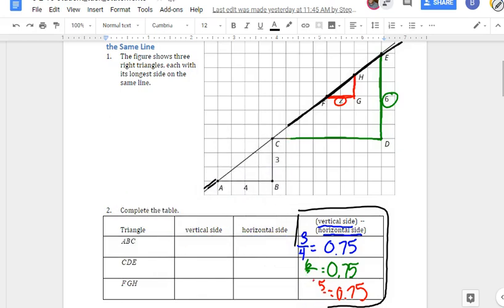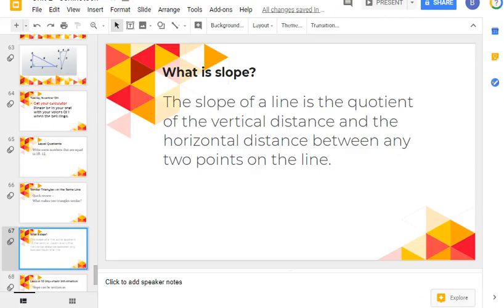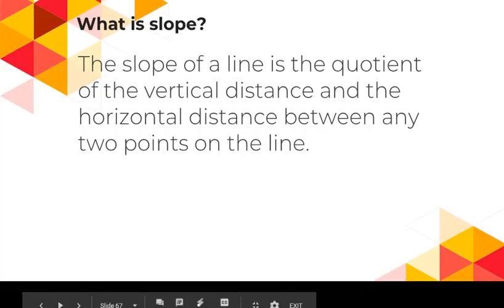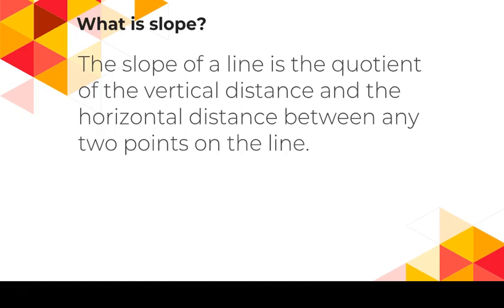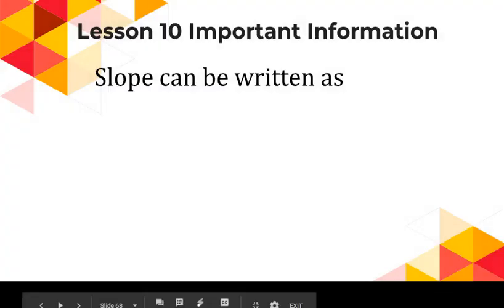Okay, at the bottom of your page you'll notice that it says what is slope. I'm going to put the definition up here, but I need you to pause the video so that you can write it down because I'm not going to stay on it for very long. So what is slope? The slope of the line is the quotient of the vertical distance and the horizontal distance between any 2 points on the line. Again, if you need more time on that, go ahead and pause it.